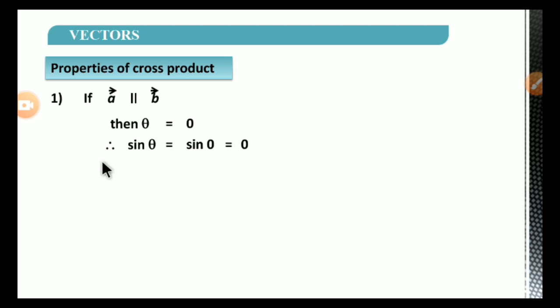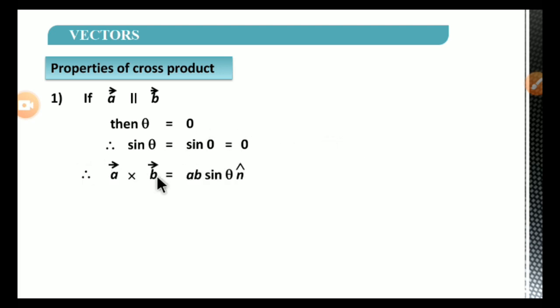Now we will study some more properties of cross product. If vector A is parallel to B, then theta equals 0. See here, if two vectors are parallel, then definitely the angle between them is 0. Then what will happen? Sin theta is equal to sin 0, because in the definition of the cross product we are using the sine of the angle. So I take sin theta equal to sin 0, and sin 0 is again 0.